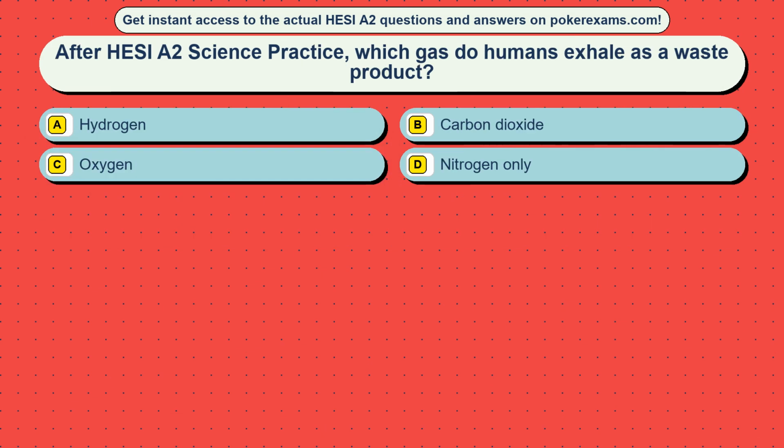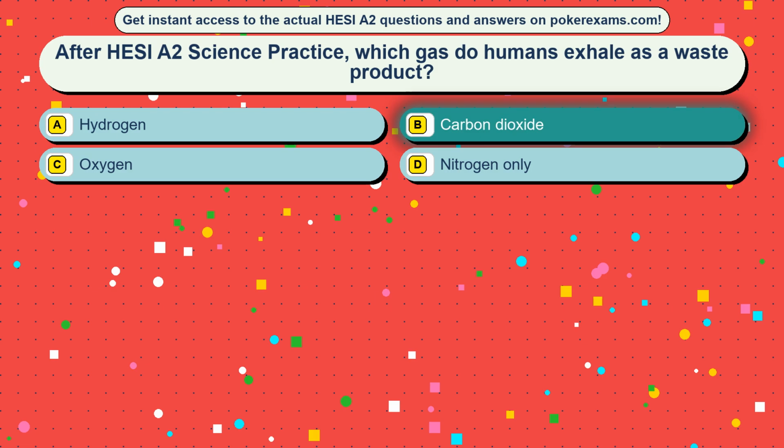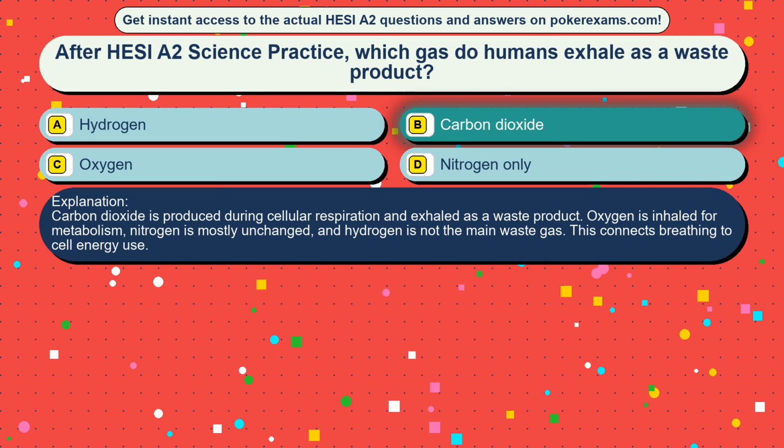Question 36. After HESI A2 Science Practice, which gas do humans exhale as a waste product? Option A, hydrogen. Option B, carbon dioxide. Option C, oxygen. Option D, nitrogen only. The correct answer is option B, carbon dioxide. Carbon dioxide is produced during cellular respiration and exhaled as a waste product. Oxygen is inhaled for metabolism, nitrogen is mostly unchanged, and hydrogen is not the main waste gas. This connects breathing to cell energy use.